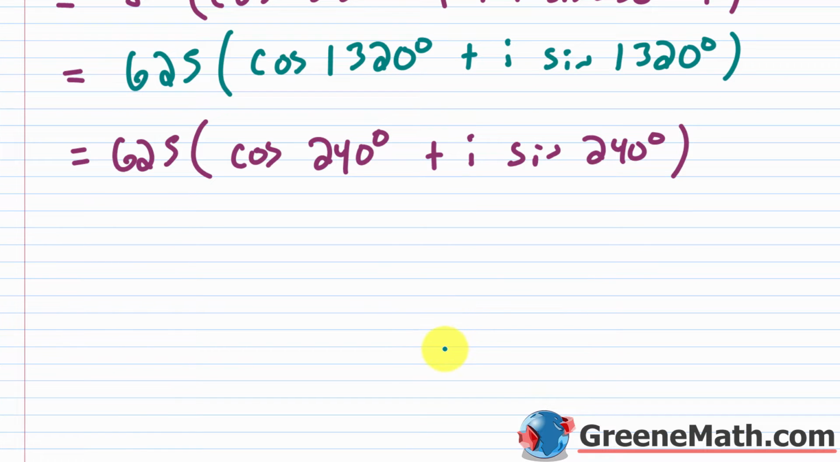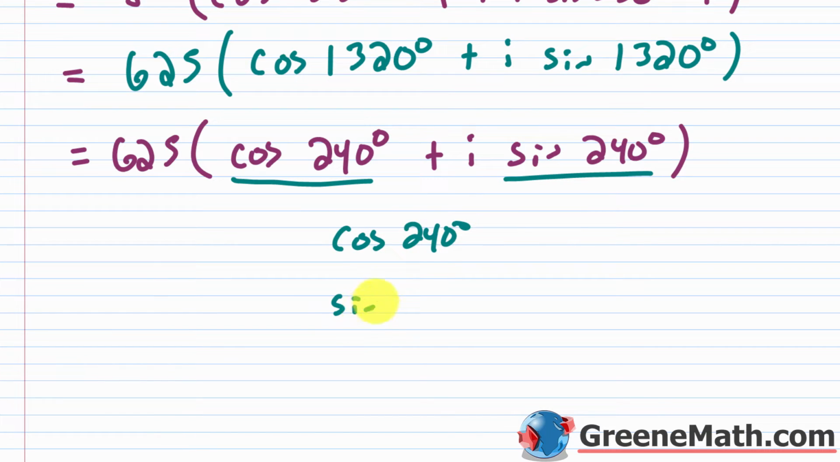Okay, to put this in rectangular form, you need to figure out what is the cosine of 240 degrees, and then what is the sine of 240 degrees, and then you're going to use your distributive property. So for the cosine of 240 degrees and the sine of 240 degrees, in each case, you're in quadrant 3. And we know that cosine is negative in quadrant 3 and sine is negative in quadrant 3. And we know that a 240 degree angle is going to have a 60 degree reference angle.